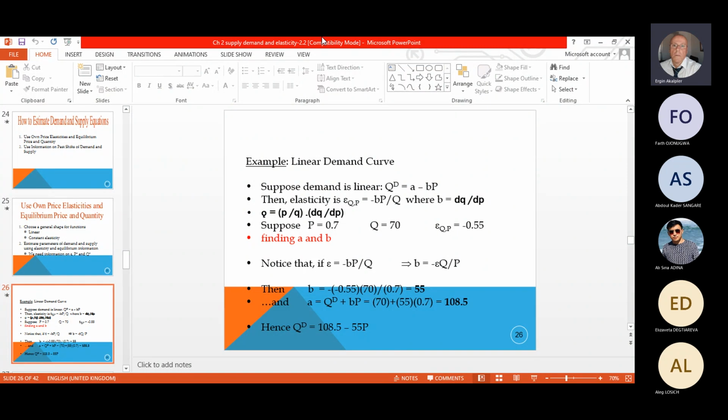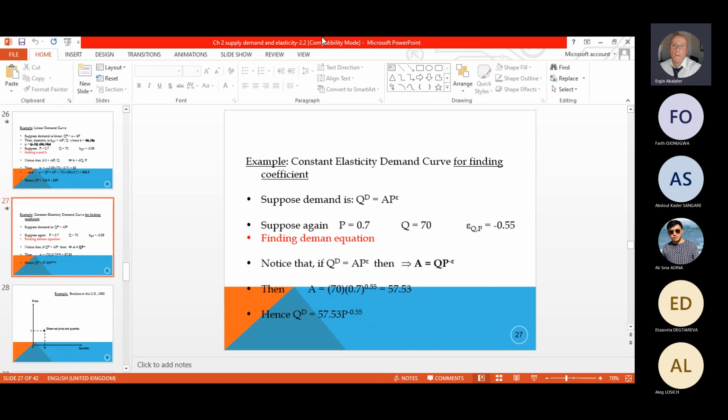As I have mentioned to you, it is given. If you don't have it, you can easily find B. Then P is the initial price. Next is an example for the constant elasticity demand curve, for finding coefficients.